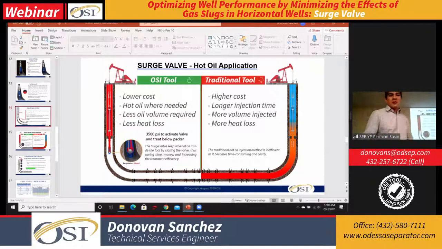So that can be used if you do need to clean out your perforations from an acid job, or you need to clean out your tools below the perforation or below the packer. So there is a bypass system that allows you to get the best of both worlds, keeping that hot oil treatment short and sweet, but also being able to do that acid treatment when you need it.